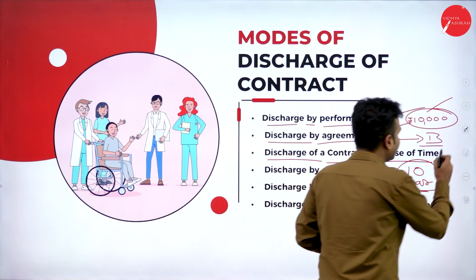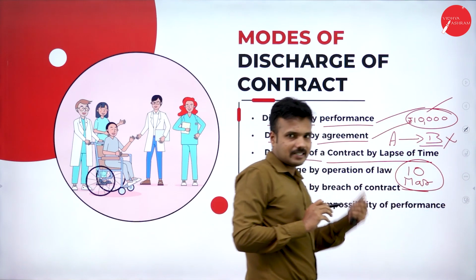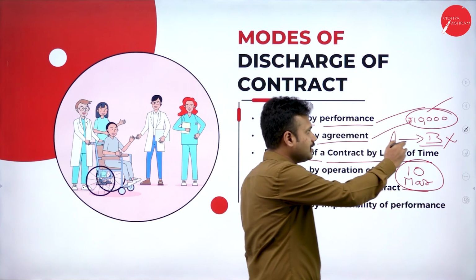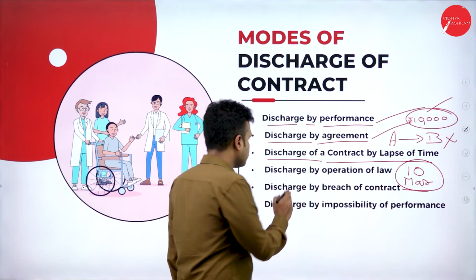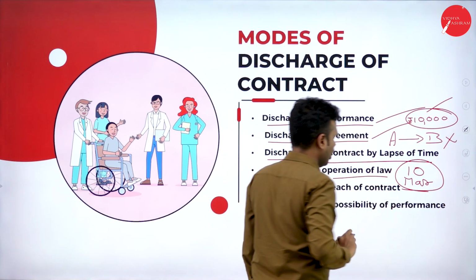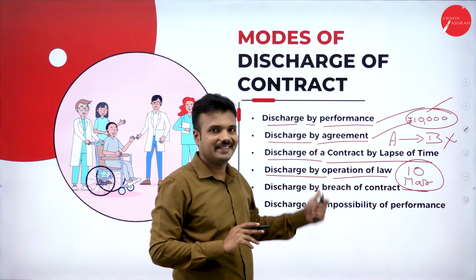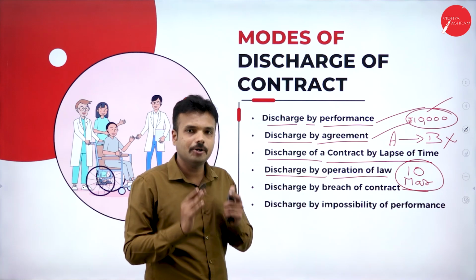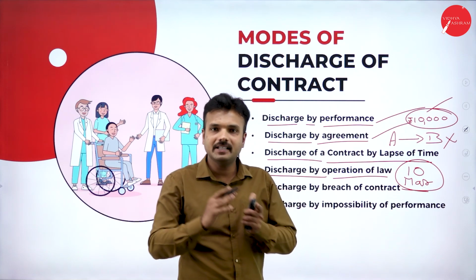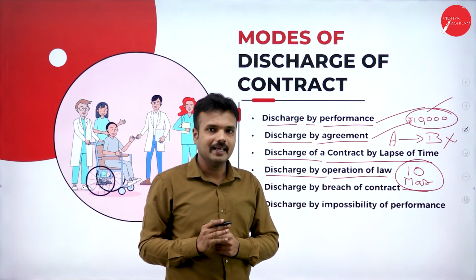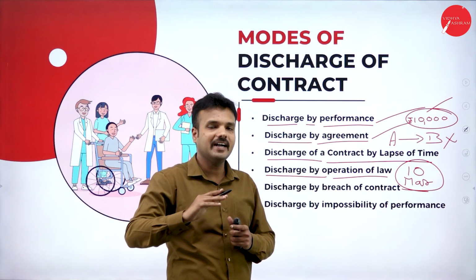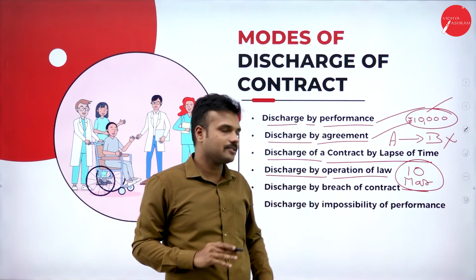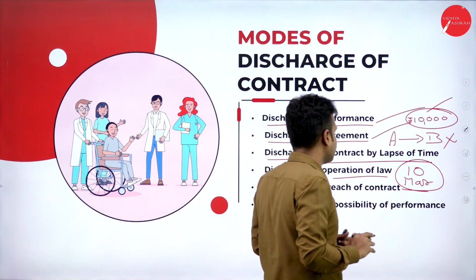The time is already over, but he can claim against Mr. B. Mr. B is liable to compensate Mr. A. Next, discharge by operation of law. Here there is no mistake on the part of Mr. B, nor of Mr. A, but according to the law, the contract must end. Under which circumstances does this happen? I will give you one example.